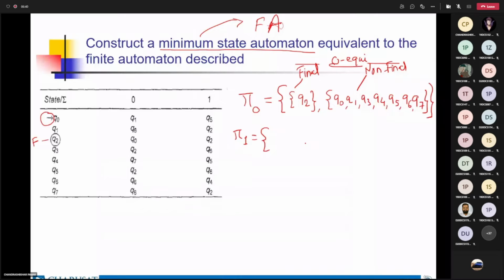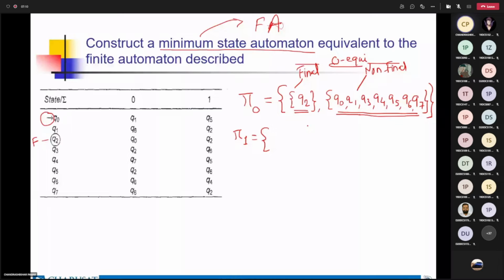To find out the equivalency, we have to check which state is equivalent with another state, meaning we have to partition this set. There are two sets, set number 1 and set number 2. Set number 1 we cannot partition because it contains only one element. But we can partition this set on the basis of equivalency. How to check that equivalency, I will explain now.